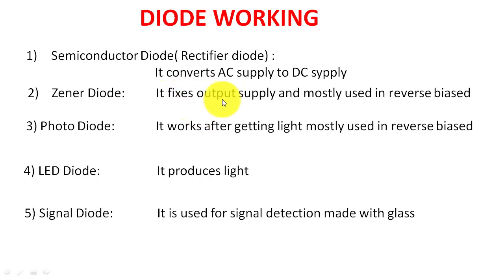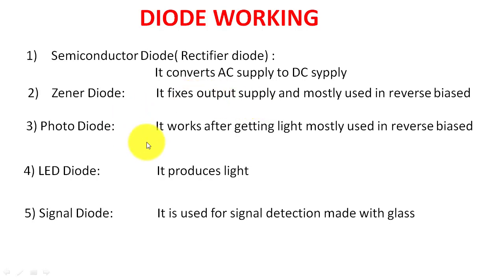Okay, it fixes output supply. Actually, it will be fixed. There will be a fixed voltage supply at the cathode point of the Zener diode. Okay, so when the voltage passes, this diode will fix the voltage. Okay, and it is used mostly in reverse bias.